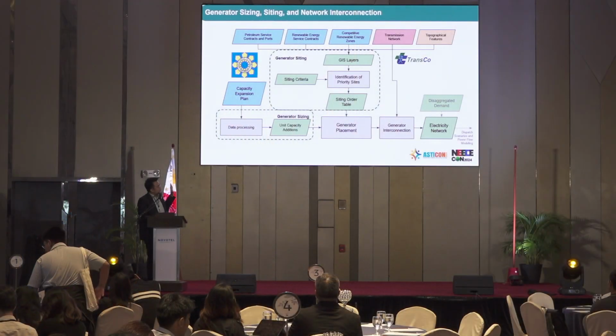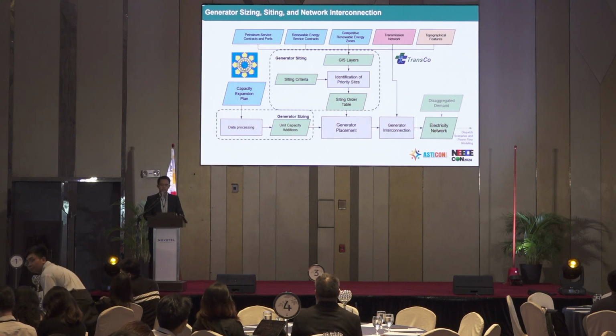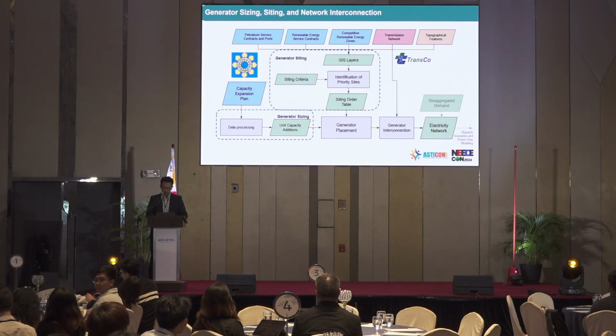Plus, there are also policies like the moratorium on coal power plants, meaning no new coal plants are allowed to enter the grid. And then there are roadmaps for battery storage, offshore wind, and nuclear. So all these policies are integrated into these capacity expansion plans. To integrate this capacity expansion plan into the transmission network, we need to disaggregate all these generators. Okay? So this is the general process that we did for generator siting, sizing, and network interconnection.